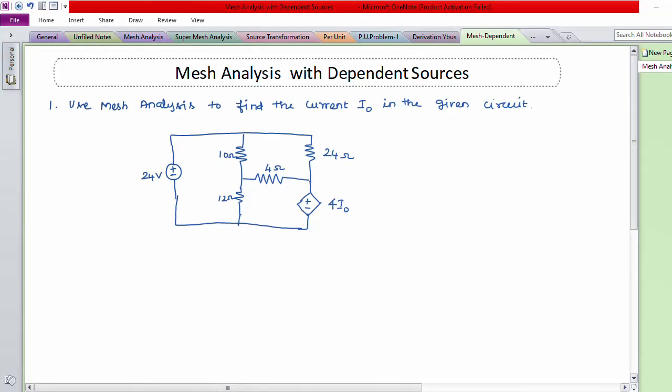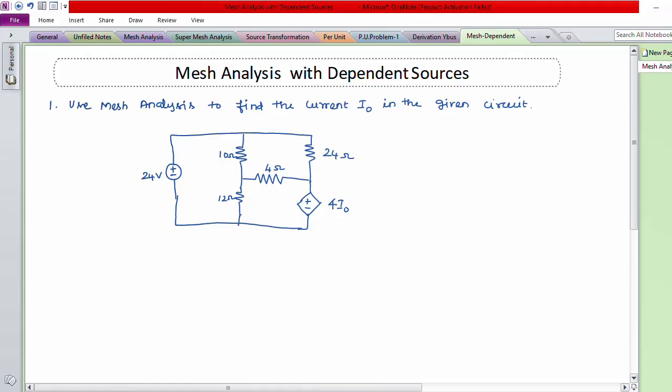Welcome to the lecture. Today we are going to see the problems on mesh analysis with dependent source. Here there are four different types of dependent source, that is current controlled current source, current controlled voltage source, voltage controlled current source, voltage controlled voltage source. So by using any of these sources we are going to solve the problem using mesh analysis.